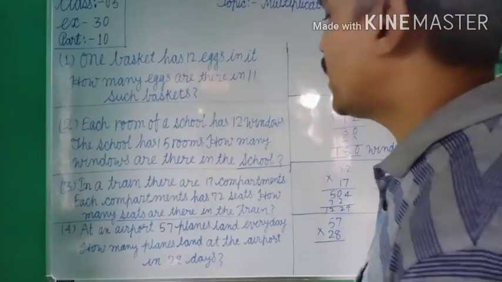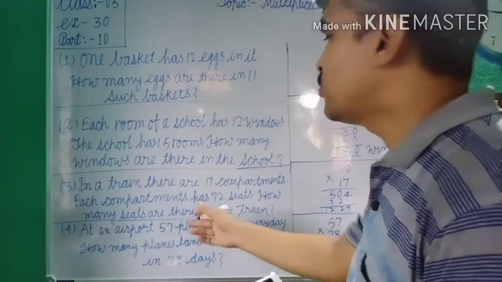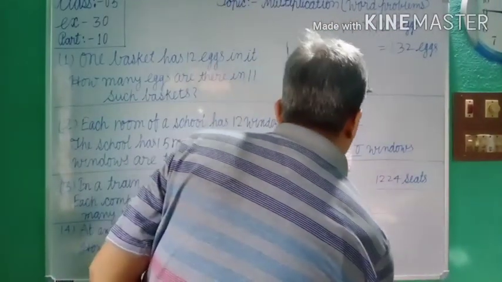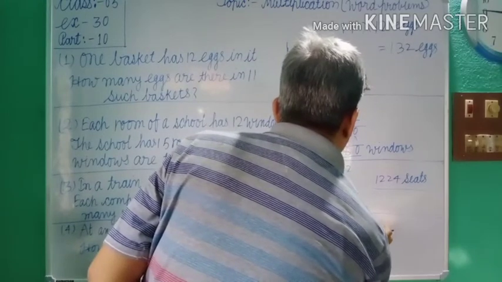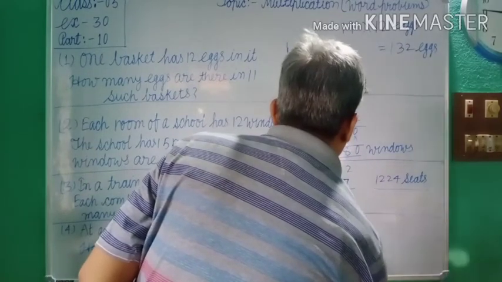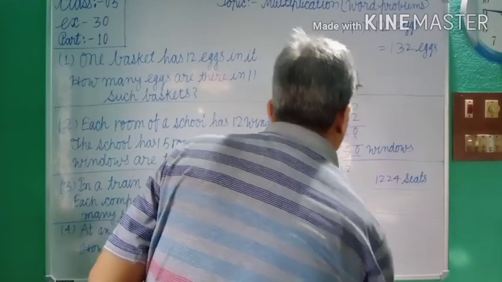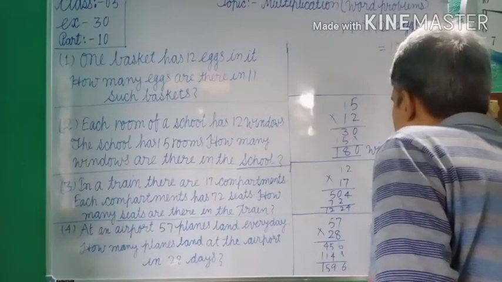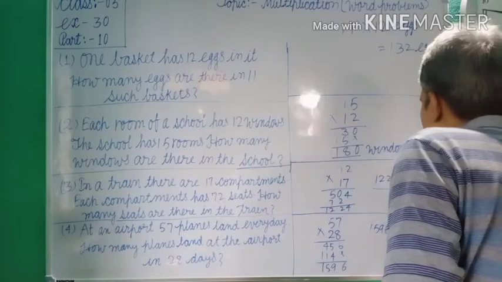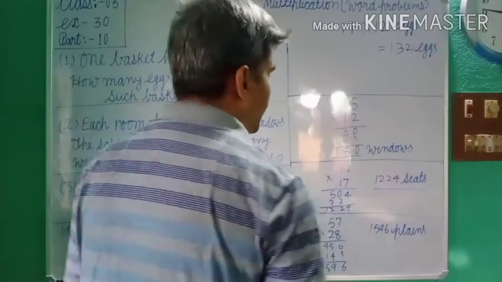So when you multiply, when you add 28 times, you find the answer. But here you multiply, then you get the answer, because this is the multiplication chapter, not the addition chapter. 1596 planes land at the airport in 28 days.